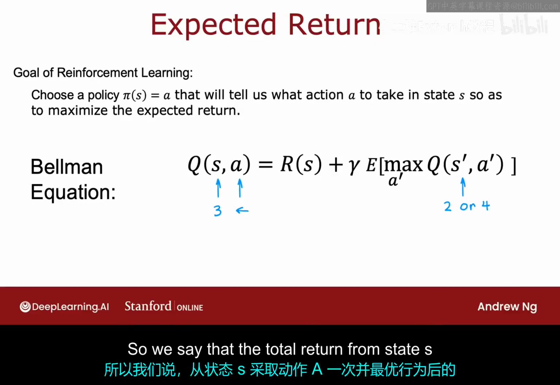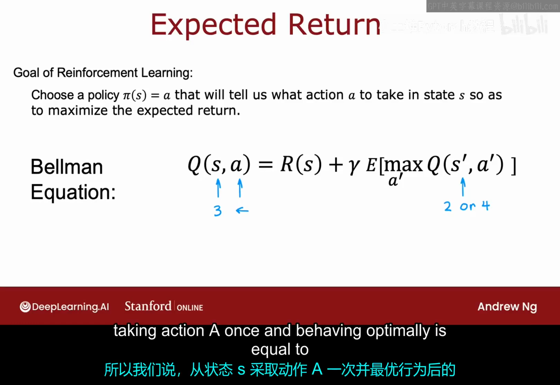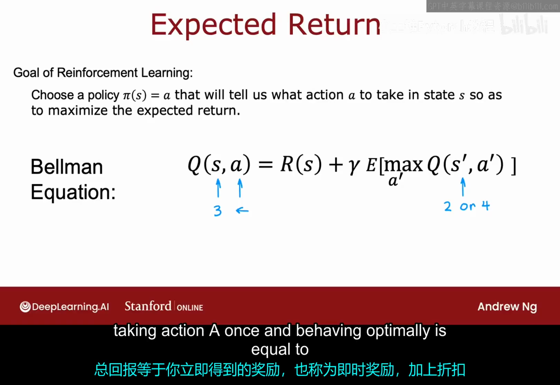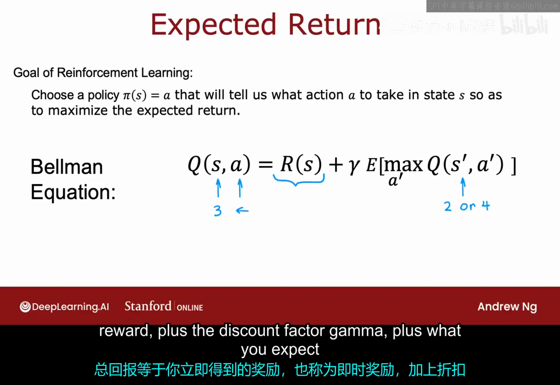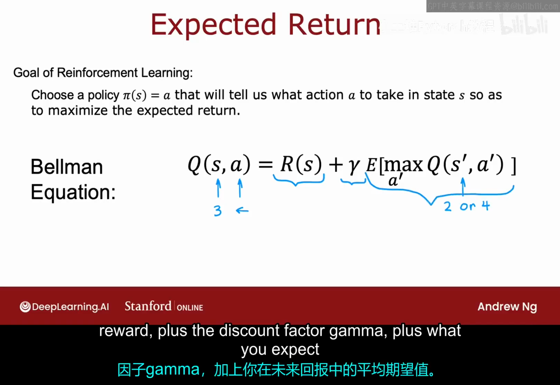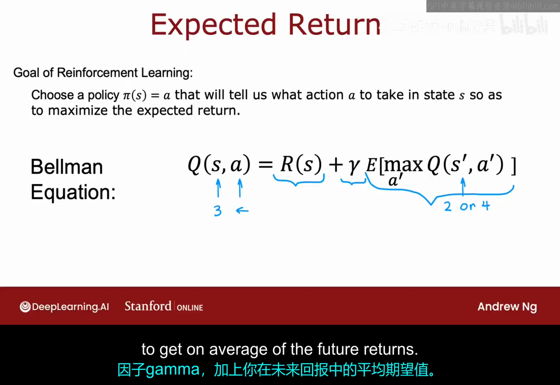So we say that the total return from state S, taking action A once and then behaving optimally, is equal to the reward you get right away, also called the immediate reward, plus the discount factor gamma, plus what you expect to get on average of the future returns.